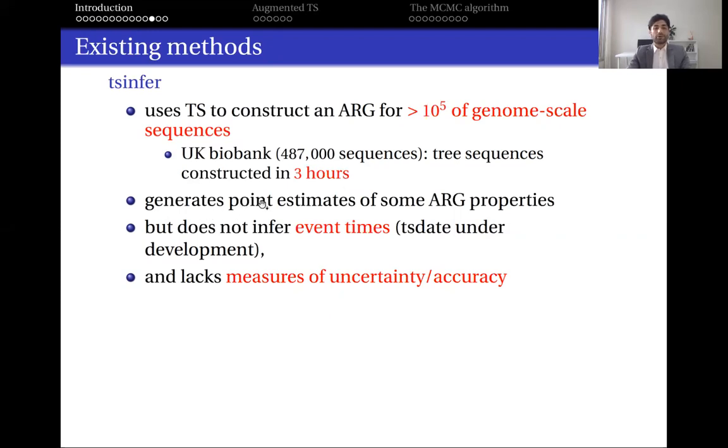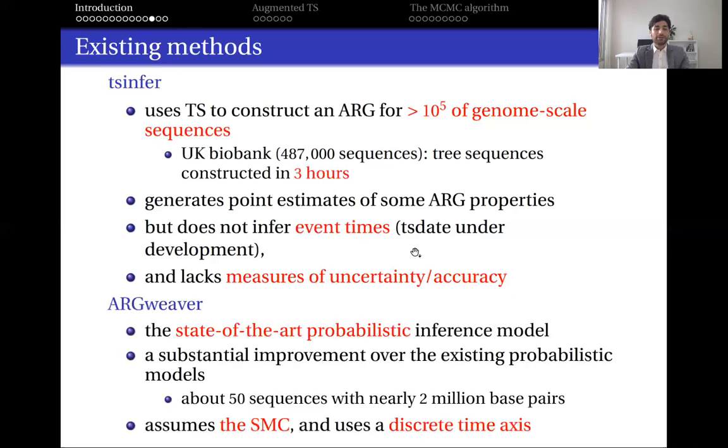And also it generates point estimates of some ARG properties, more precisely the tree topologies. But TSInfer does not infer event ARGs or event times, although I know tsdate is under development for inferring times. Still, it's a point estimate and lacks measures of uncertainty, for which we have another model called ARGweaver, developed by Rasmussen in 2014.